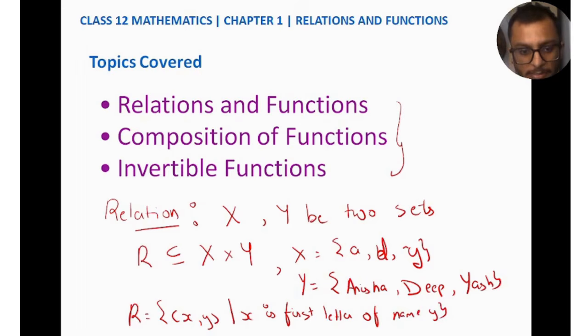What is it saying? That it will contain what elements? First, if I take A, is there any name in Y whose first letter is A? Yes, it is Anisa. Similarly, D, Deep, and so on. So this R, a subset of the Cartesian product X cross Y, is called a relation.